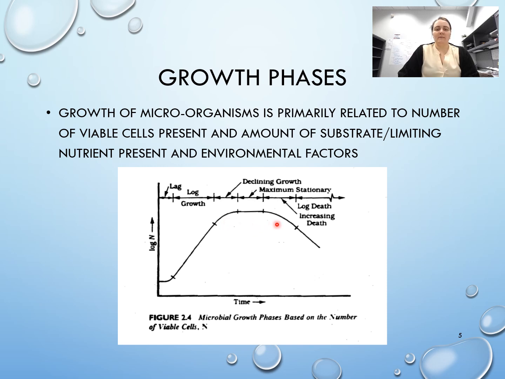And then we've consumed all of our substrate, we've consumed all of our nutrients, and there are too many cells. So we start to have cell death. We have log death. Sometimes this is called endogenous decay, depending on what textbook you're looking at, what microorganism you're looking at. But basically, there's not enough food to go around, we've exhausted our limiting nutrient, and all the cells start to die.